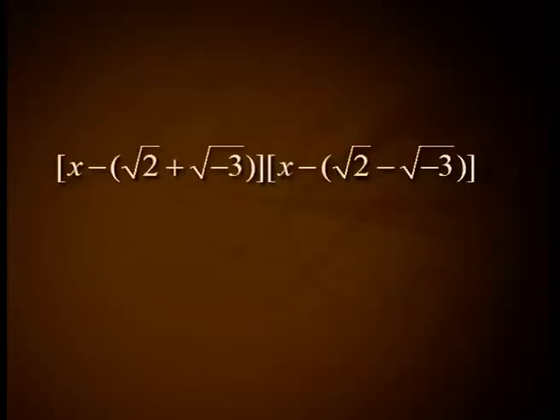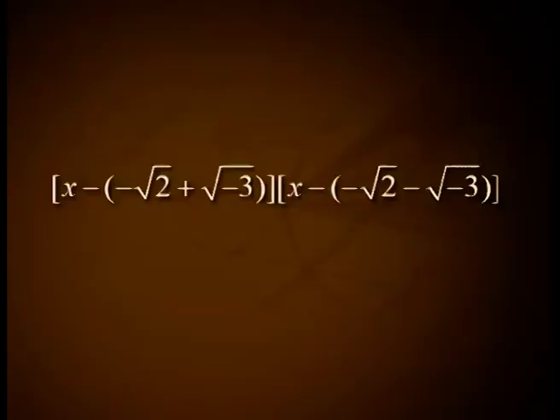Corresponding to the first pair, √2 + √−3 and √2 − √−3, we have the quadratic factor (x − √2 + √−3)(x − √2 − √−3), which is equal to x^2 − 2√2x + 5, and corresponding to the pair −√2 + √−3 and −√2 − √−3, we have the quadratic factor (x + √2 − √−3)(x + √2 + √−3), which is equal to x^2 + 2√2x + 5.